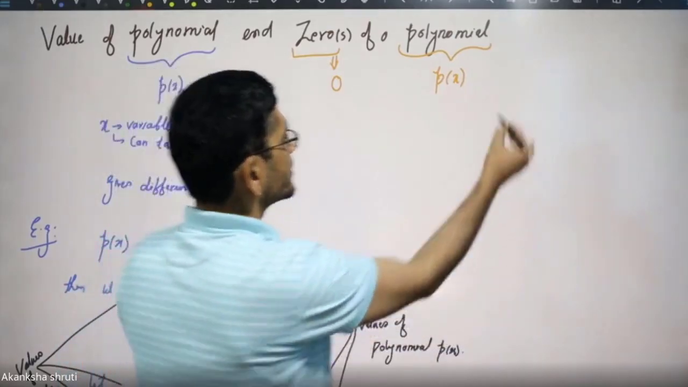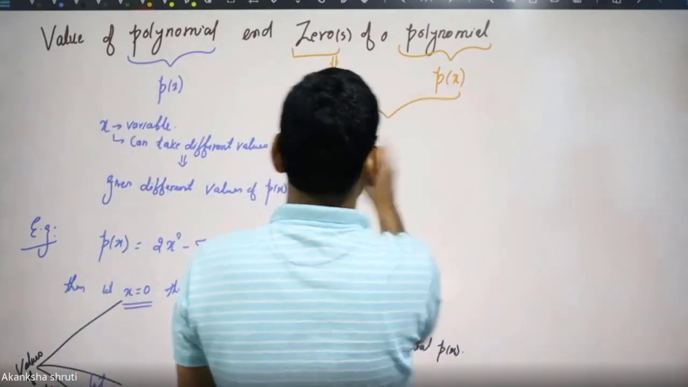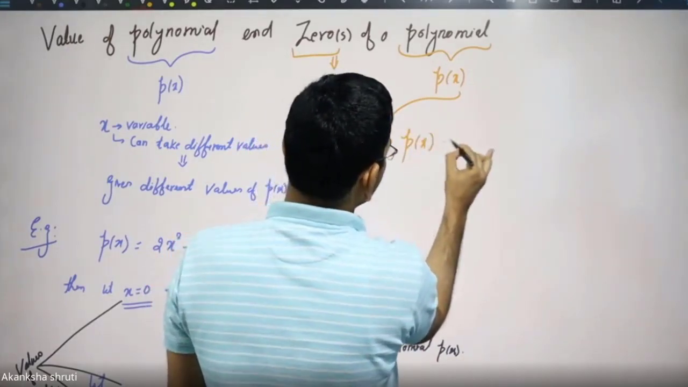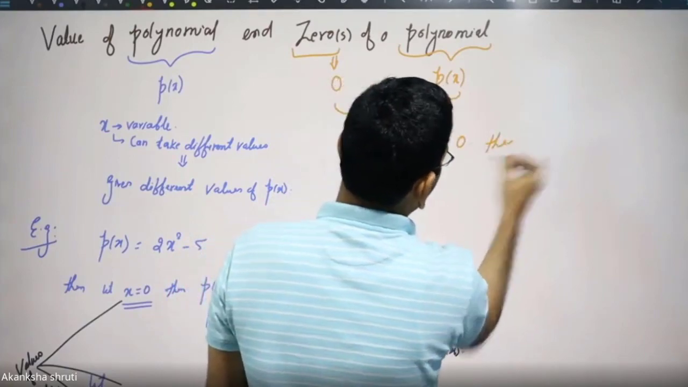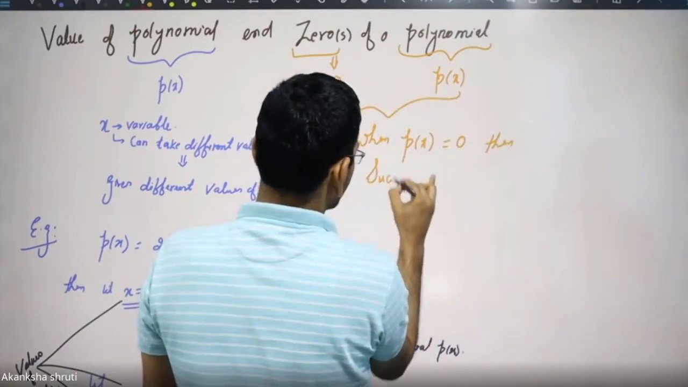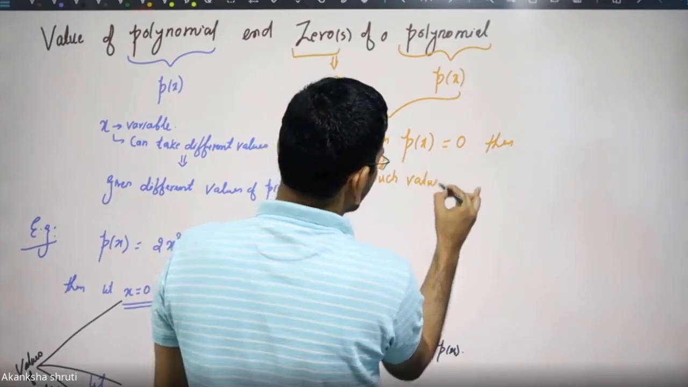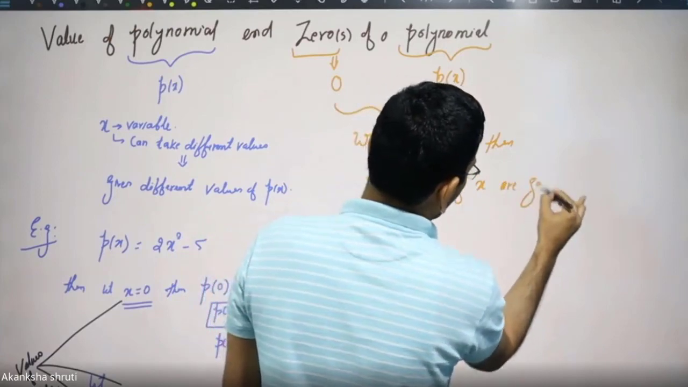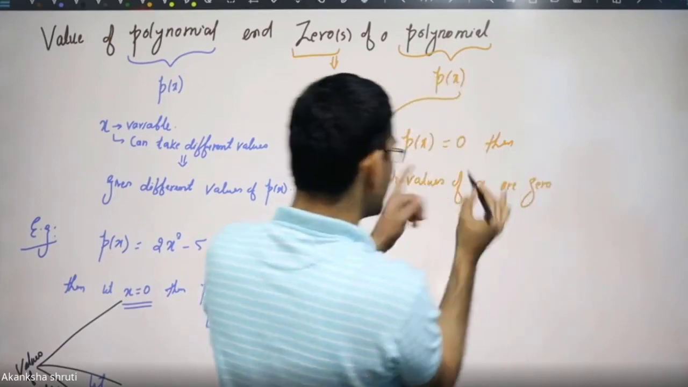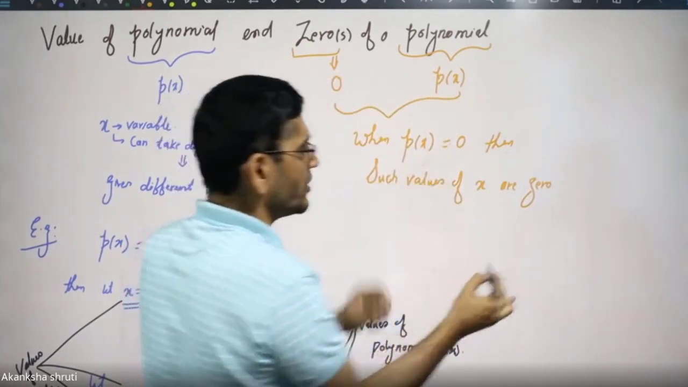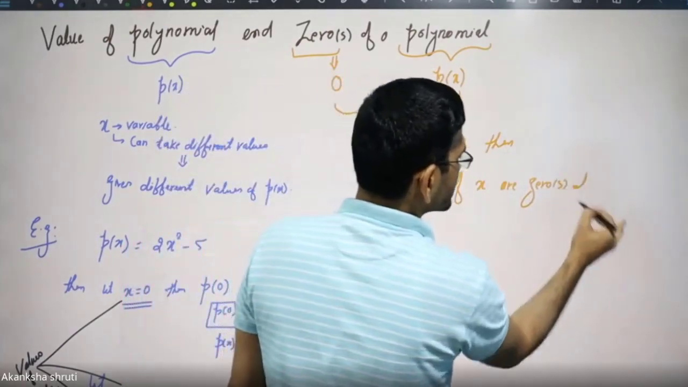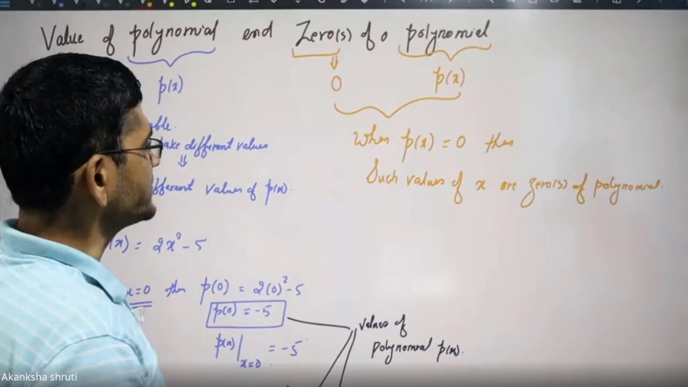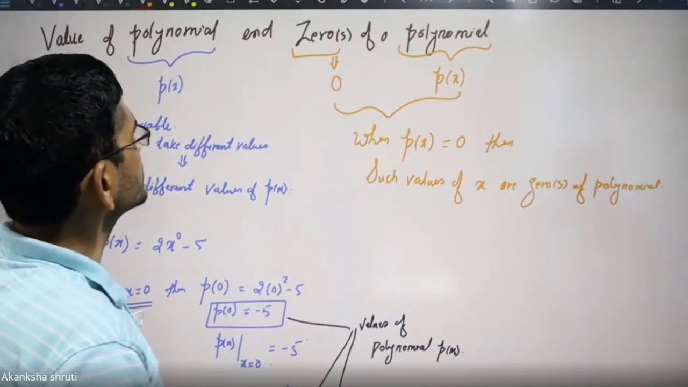When this polynomial becomes 0, then all those values of x are called zeros of polynomial. So here, when this p(x) is equal to 0, then such values of x are zeros of polynomial. If only one value of x is possible, it is called a zero. More than one value, called zeros of polynomial. That's that easy. So students, what is this zeros of polynomial?